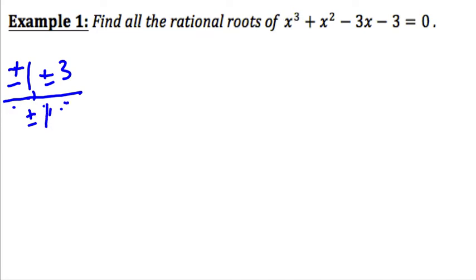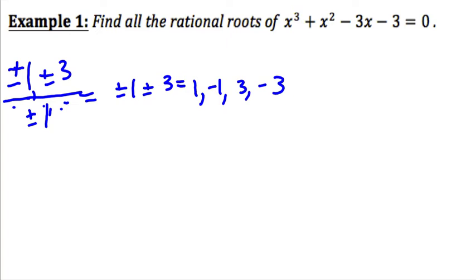All right, so then when we divide them, 1 over 1 gives us plus or minus 1, and then 3 over 1 gives us plus or minus 3. So this basically gives us four different integers: 1, -1, 3, and -3. We have four different options that we need to try.